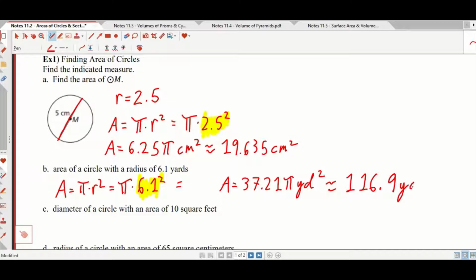yards squared. That's what I would tell them. I'd honestly say it's about 117 yards squared. Round it up and leave it as a tip. Why not?